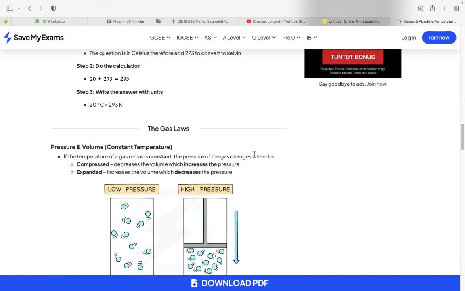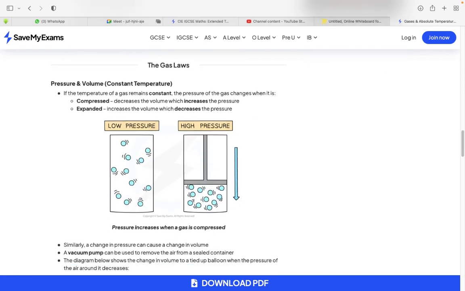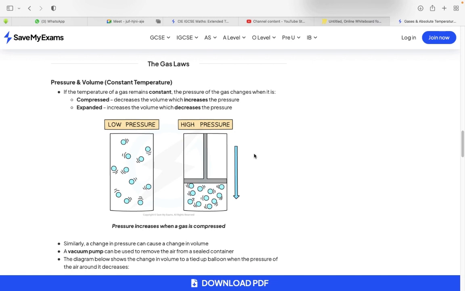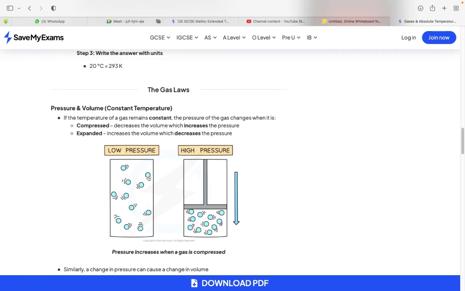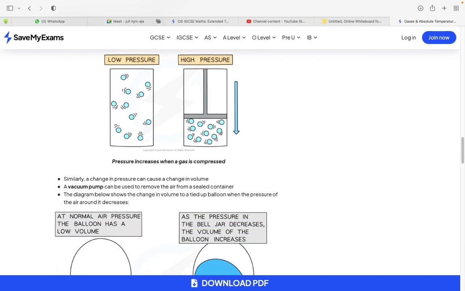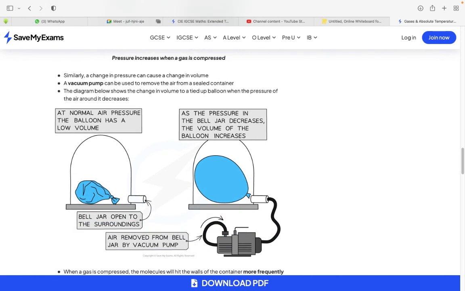Now the gas laws. The gas laws, the pressure and the volume at constant temperature. This is called Boyle's law. Right? Robert Boyle. This is called Boyle's law. We're going to talk about that.